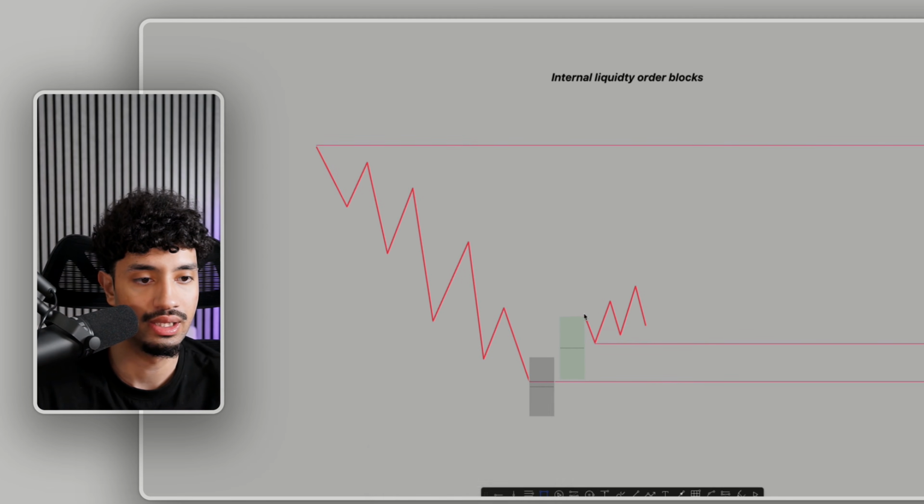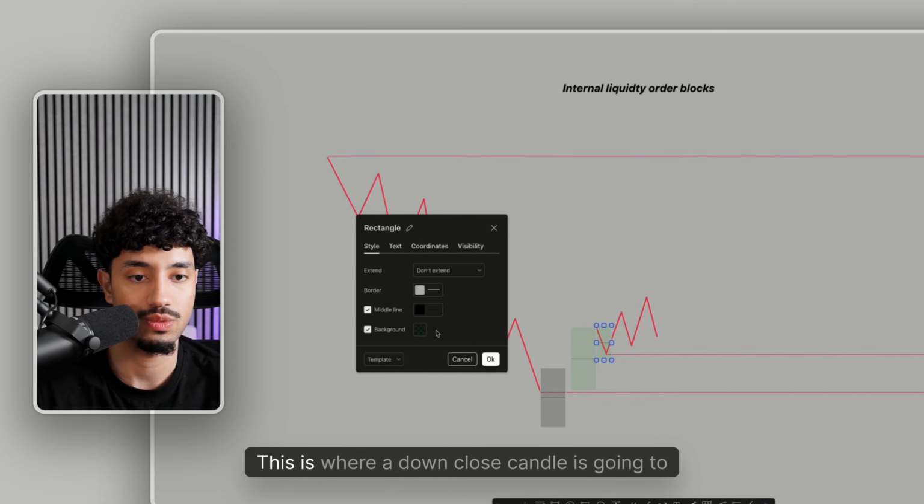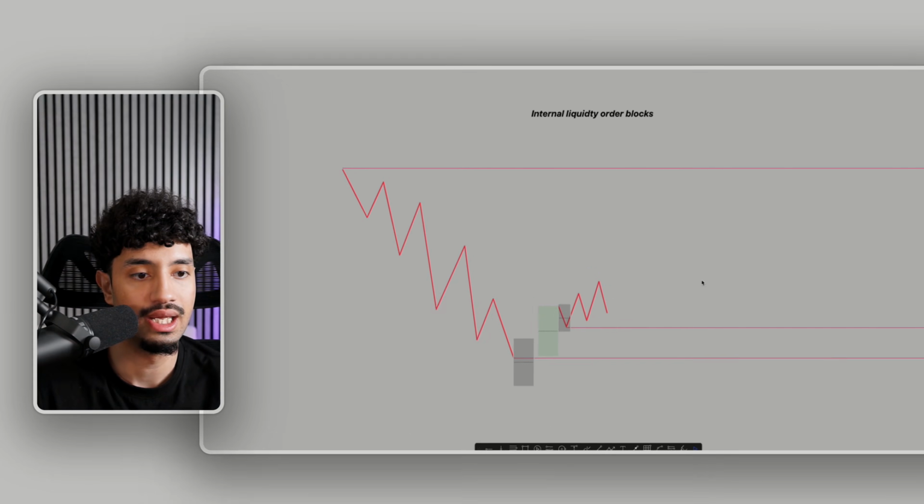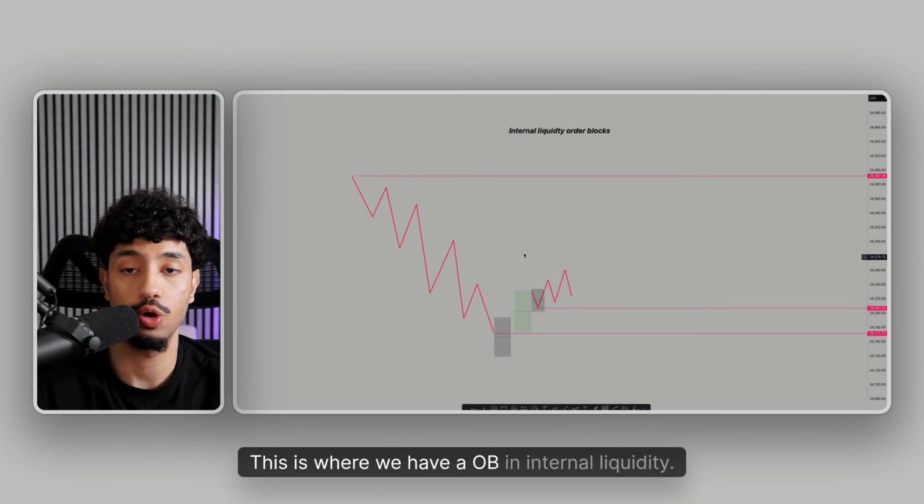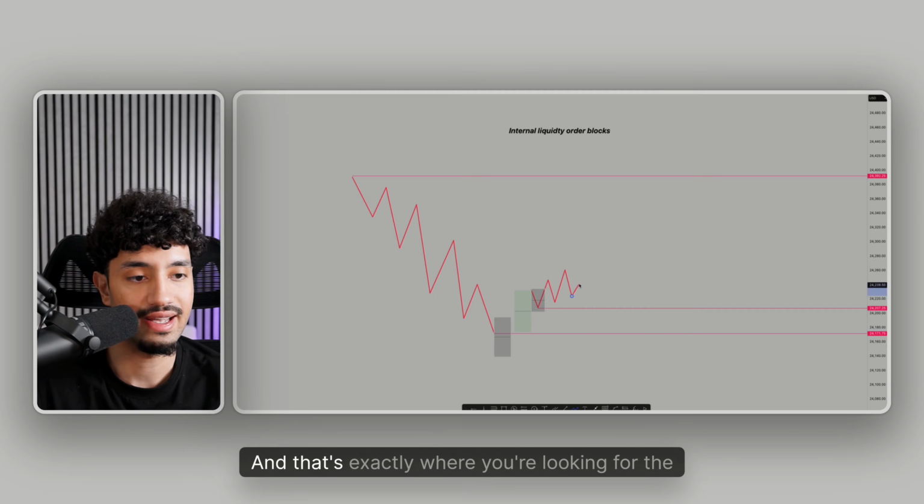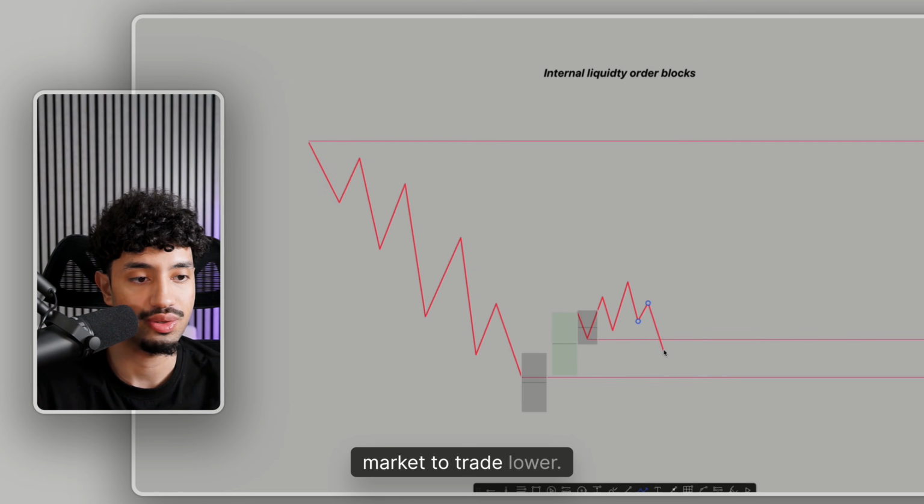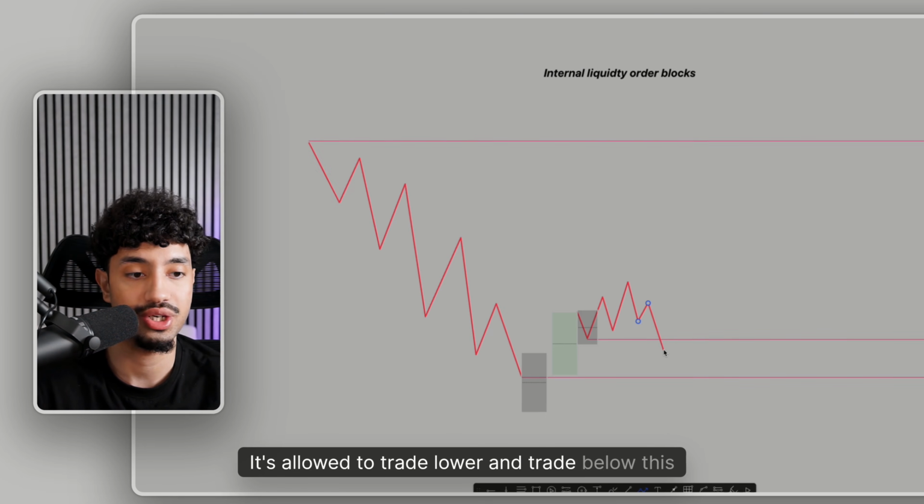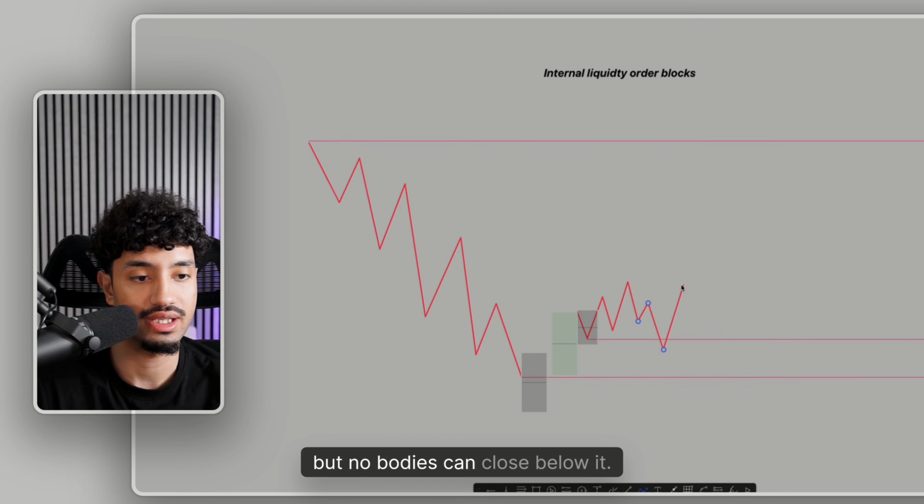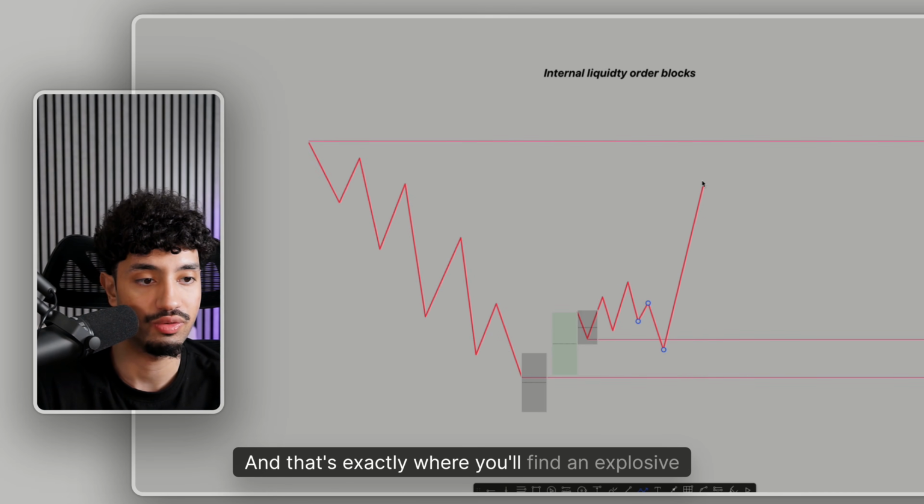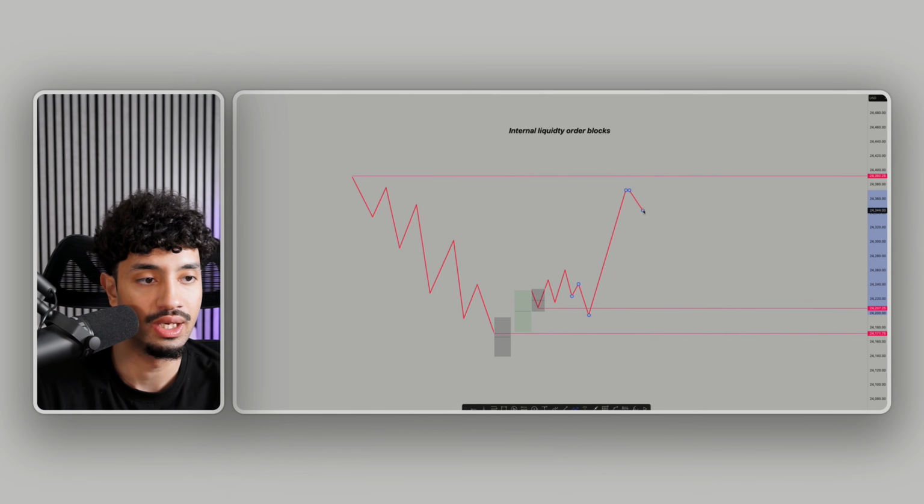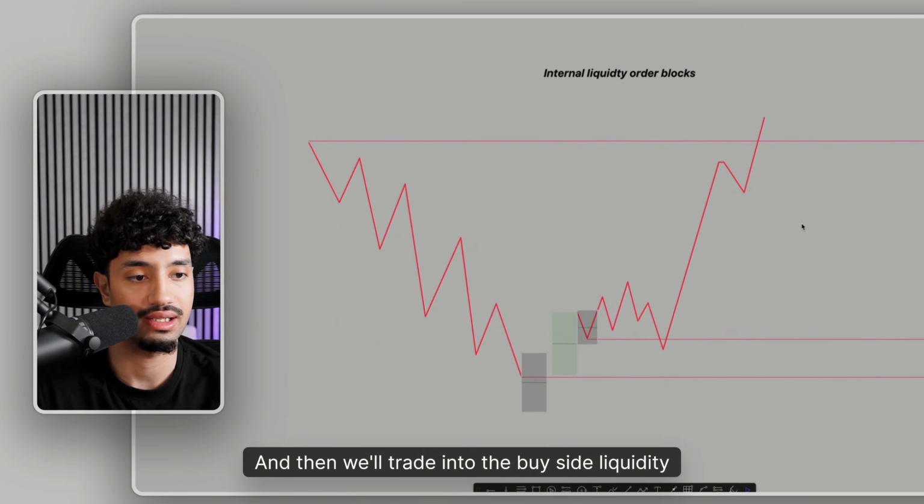So you see here, this is where the market traded lower. This is where a down close candle is going to form. This is where we have an OB in internal liquidity, and that's exactly where you're looking for the market to trade lower. It's allowed to trade below this low, but no bodies can close below it. And that's exactly where you'll find an explosive price move, and then we'll trade into the buy side liquidity pool.